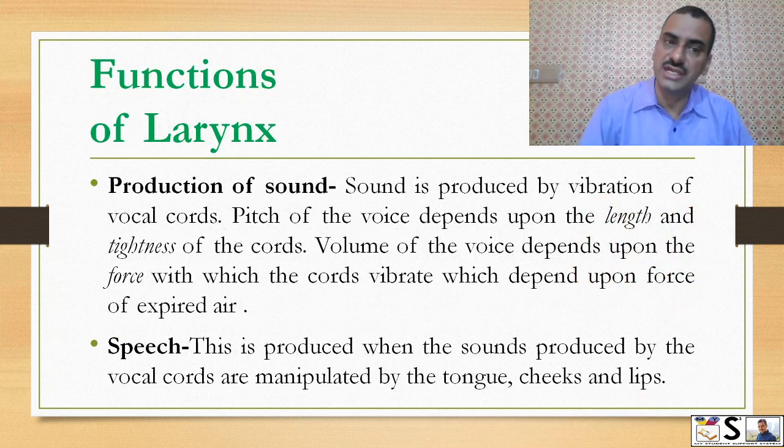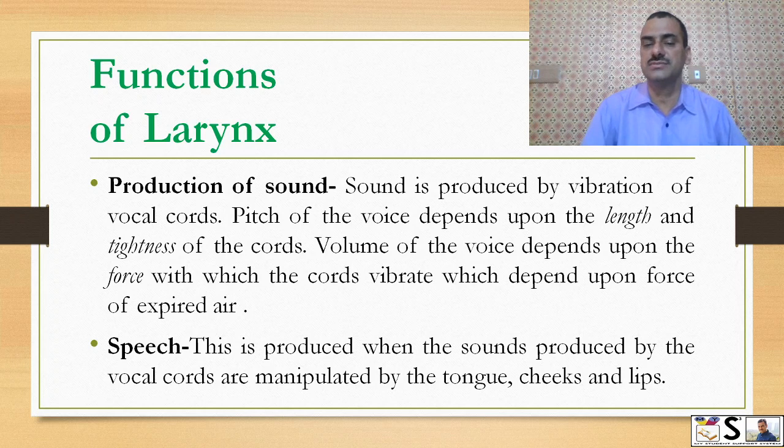Now functions of larynx. One function of larynx is to produce sound. The sound is produced by vibration of vocal cords. Pitch of the voice depends on the length and tightness of the cords. The volume of voice depends upon the force with which the cords vibrate, which depends upon the force of expelled air. Next is speech. This is produced when the sound produced by the vocal cord are manipulated by the tongue, cheek and lips, and the words are formed.